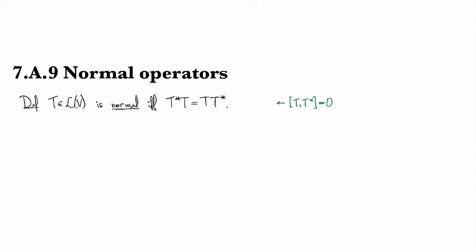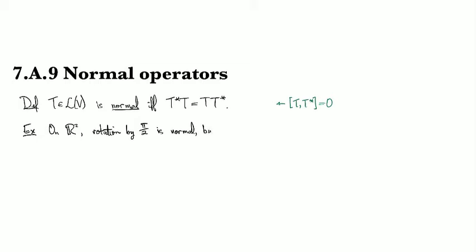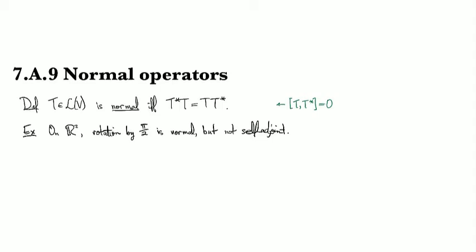Okay, so first just an example. If we go back to looking at the one that we talked about before on R2, rotation by pi over 2, so clockwise rotation by pi over 2 is normal, but not self-adjoint. And so to see that, let's see.